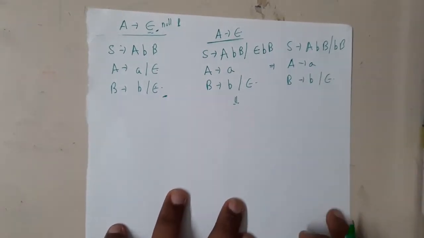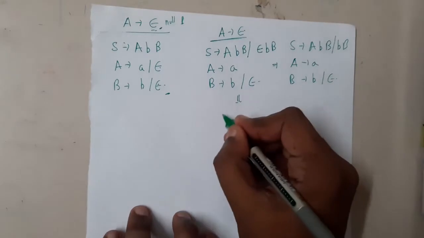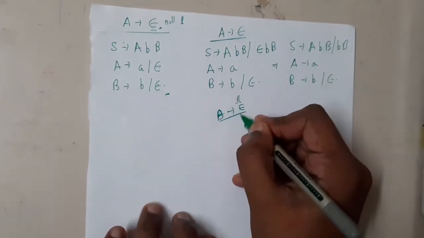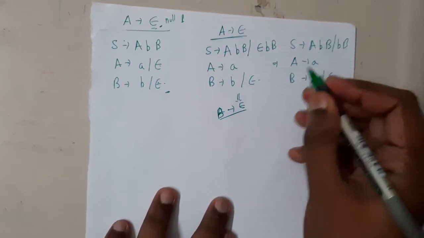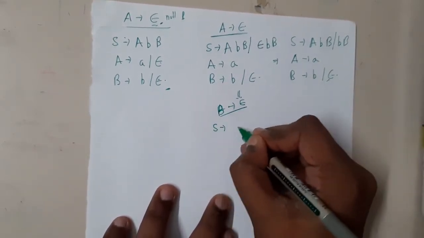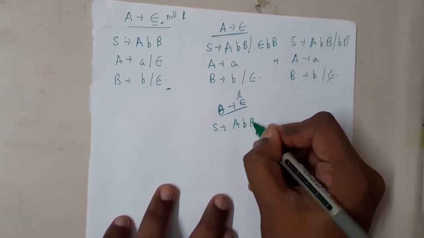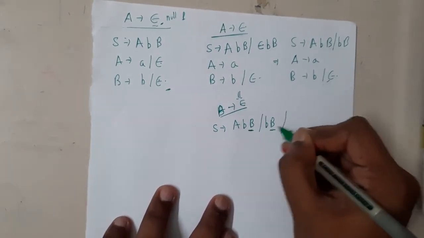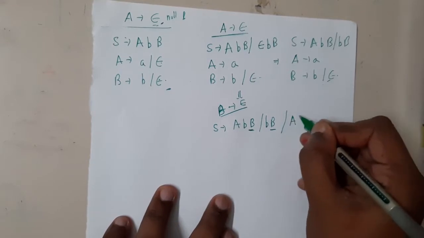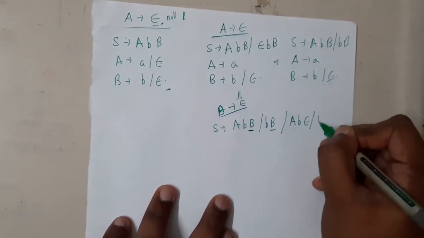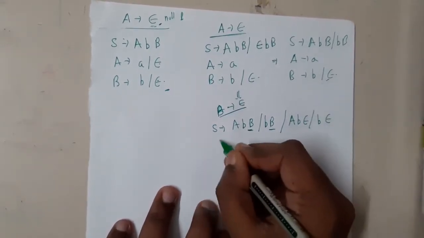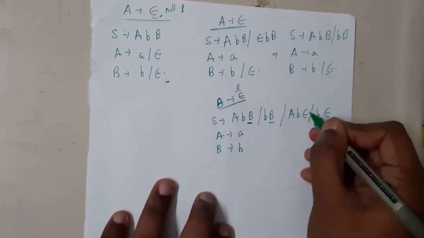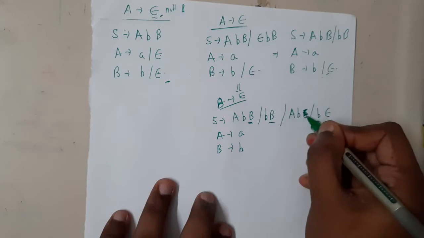Now we have one more thing, that is B implies epsilon, and our goal is to eliminate it. I will do the same substitution process. In S implies AbB, here is one B, so I can substitute epsilon here, so it becomes Ab or b, and the rest of the statements are as simple as that. Now if you apply this, this element will be gone.